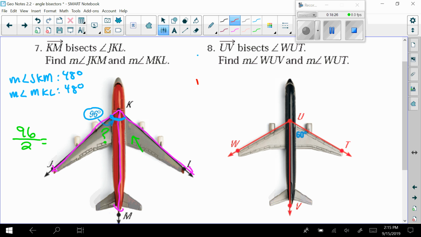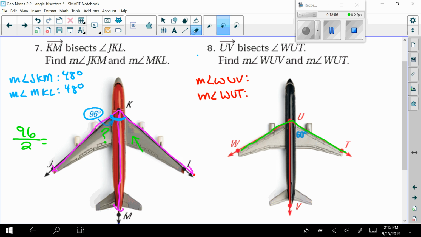So, measurement of angle WUV, measurement of angle WUT. WUV. Okay, so WUV, let's see. Well, this 60, you have to decide, is the whole thing 60? Look at this whole angle right here. That's an obtuse angle. That's bigger than a corner of a paper. Is that the 60-degree angle?